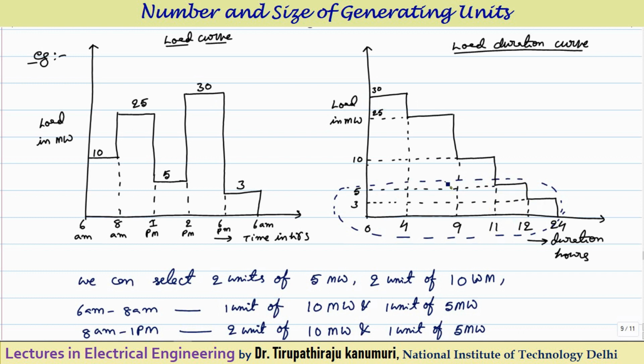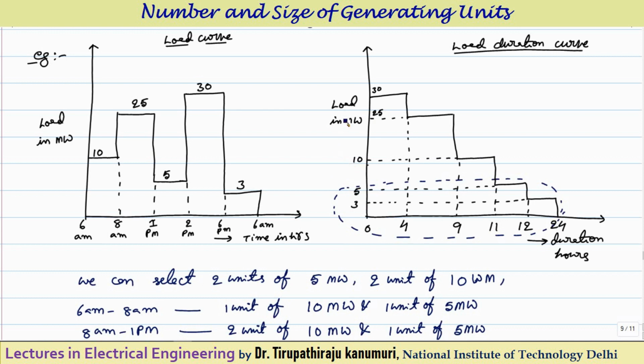Like one such option I am selecting, you can select multiple ways. So I am selecting the option like this. For the entire 24 hours, one 5 megawatt unit will run, and for getting the 10 megawatt, what can I add? I can add one more 5 megawatt. That means two 5 megawatt units can run up to 10 megawatt.